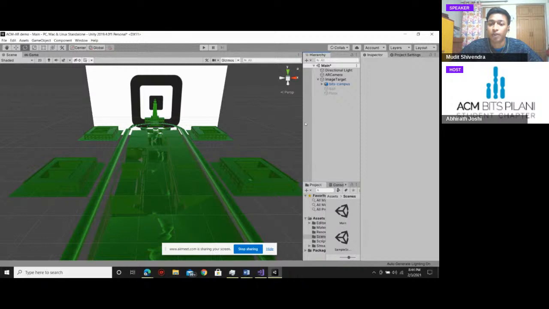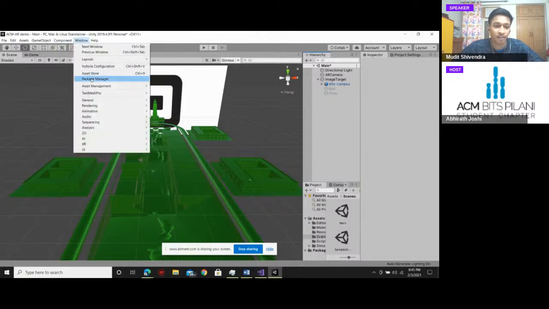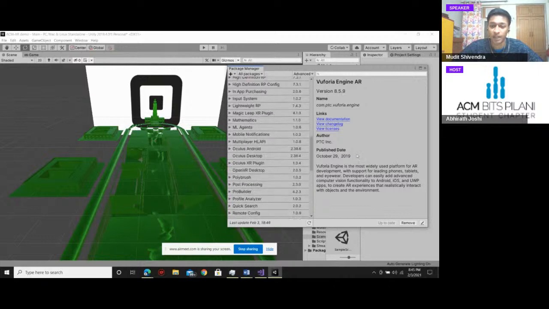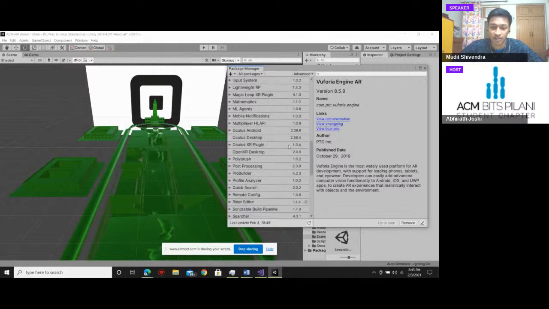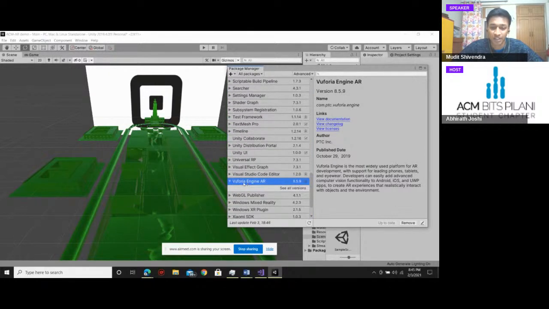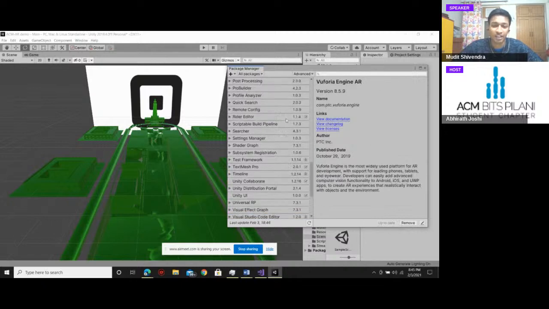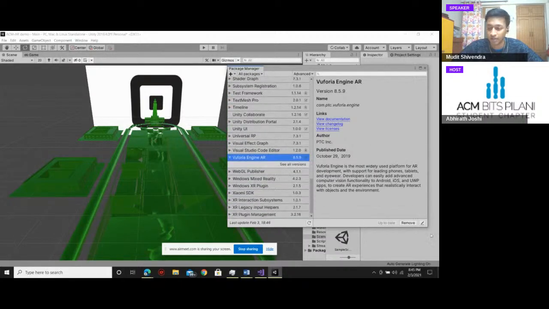Fine. So yeah, once I have my project set up, I need to import Vuforia, which I talked about. So we have a package manager in Unity, and there are a lot of packages over here. Oculus XR is again related to augmented reality, but we'll be using Vuforia, and it's pretty convenient as well. So you can install any of these packages. So I have installed Vuforia.